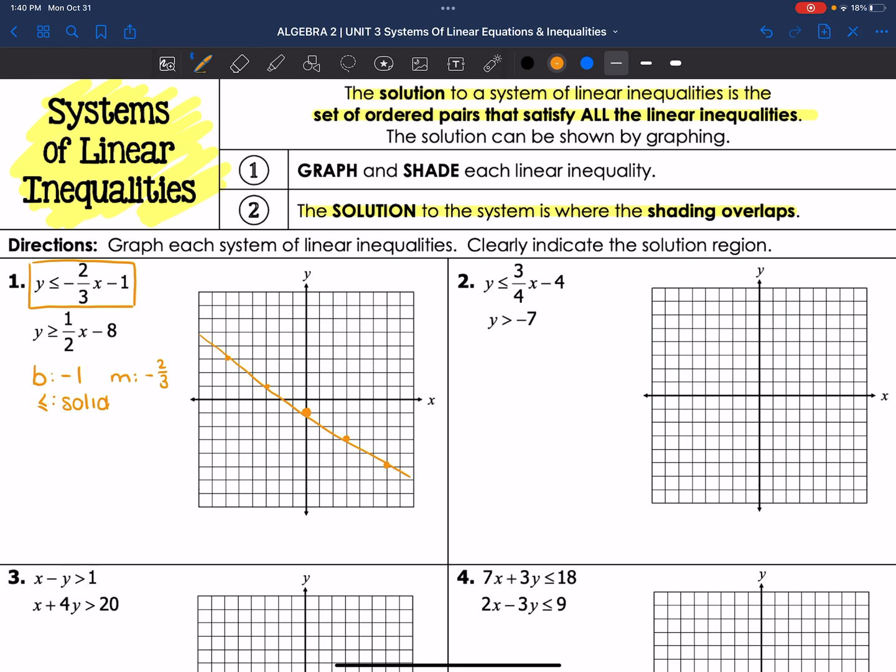Oh, that line was pretty terrible. Let me try again. That was a lot better. And then, because it is less than or equal to, we will shade below that line. So I'm going to go ahead and shade below that line.